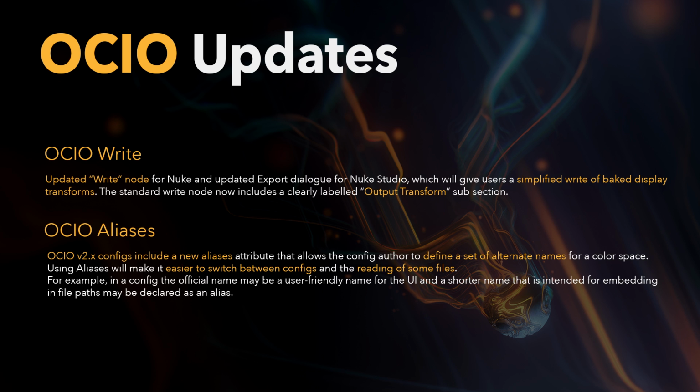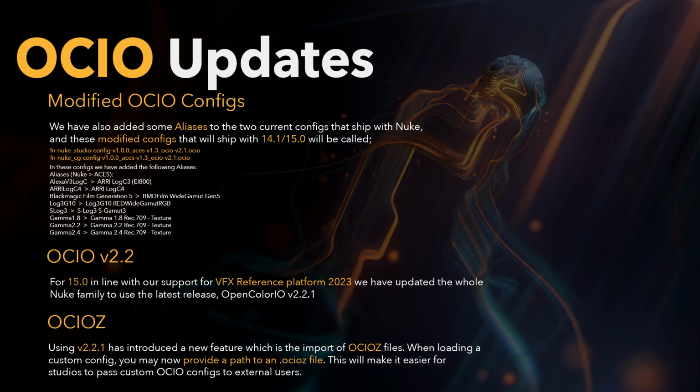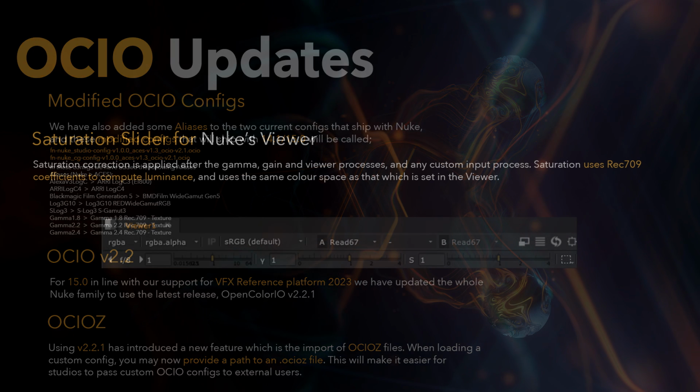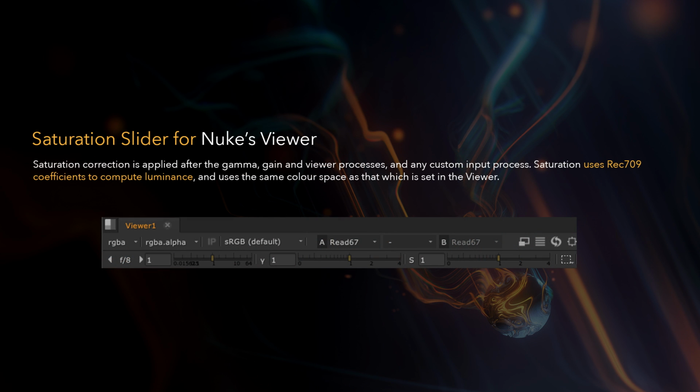So with that, just to summarize what we looked at here: the OCIO write updates, OCIO aliases, the modified OCIO configs, and the ones that are packaged inside of Nuke. And of course, you can define it further or define your own as well. For Nuke 15, OCIO v2, as well as support in 15 for OCIO Z. And then we saw there the saturation slider, a very welcome addition built directly into the viewer, so your gamma, gain, and your saturation.